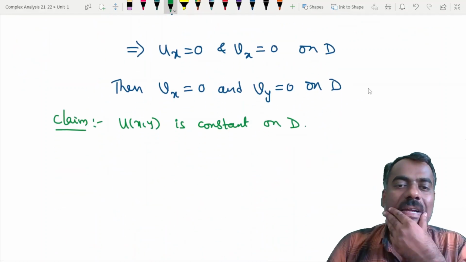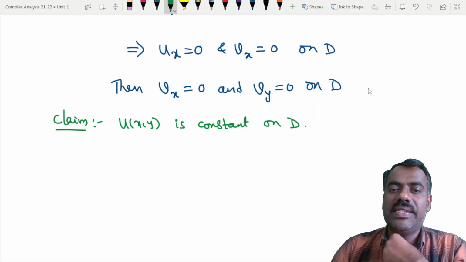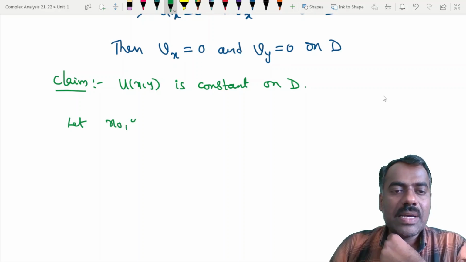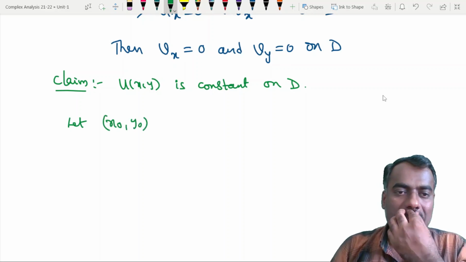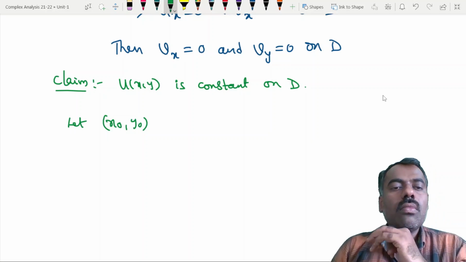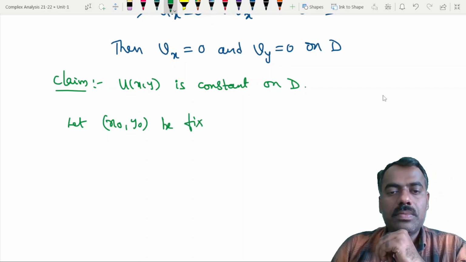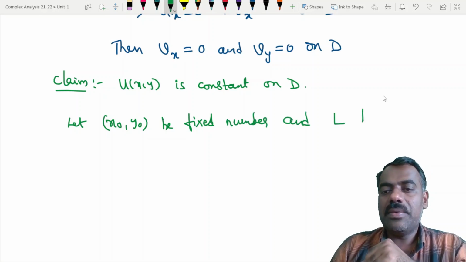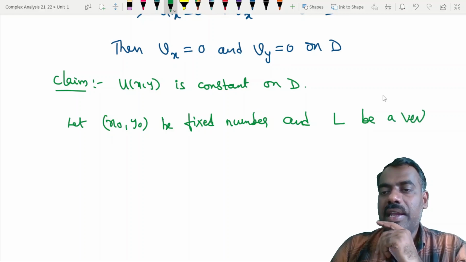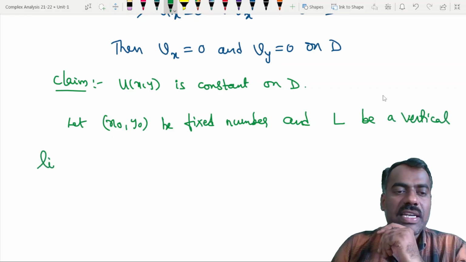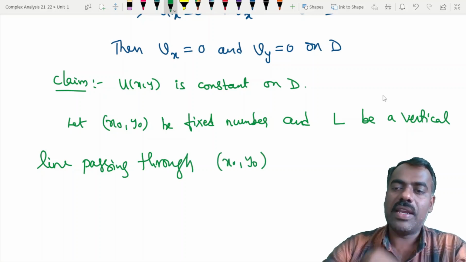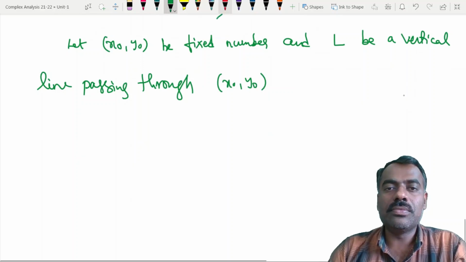How will we show that u is constant? Using ux is 0 and vx is 0 on the entire D. For that, let (x0, y0) be a fixed point, and let L be a vertical line passing through this (x0, y0). That means what? How does it look?